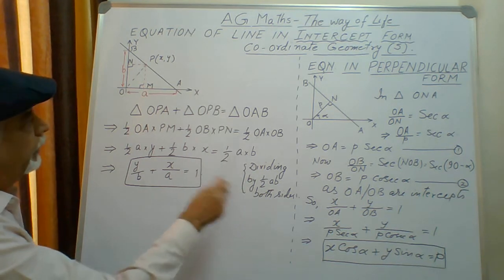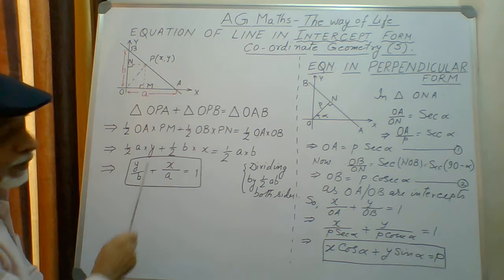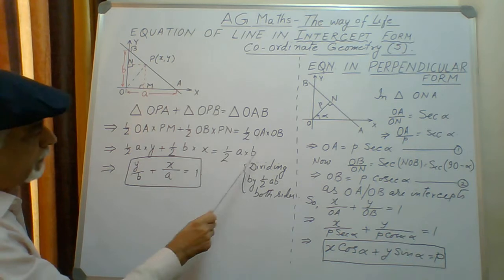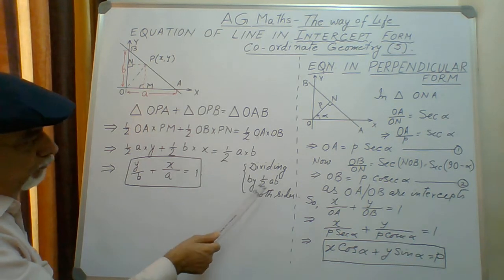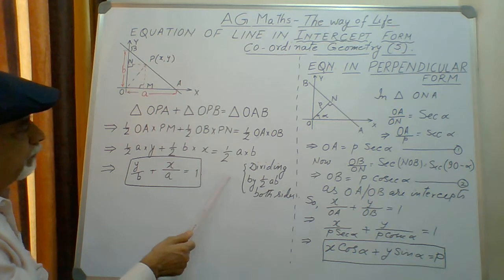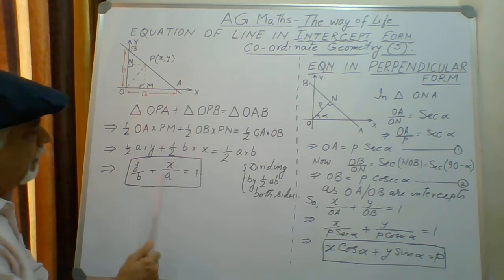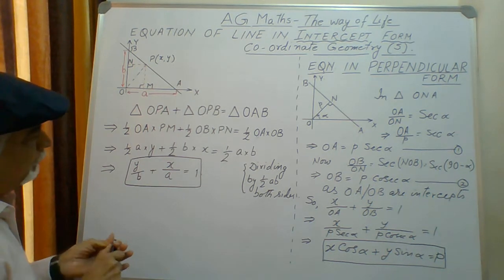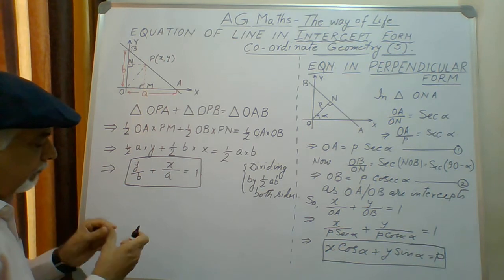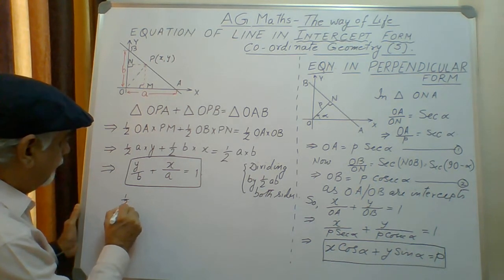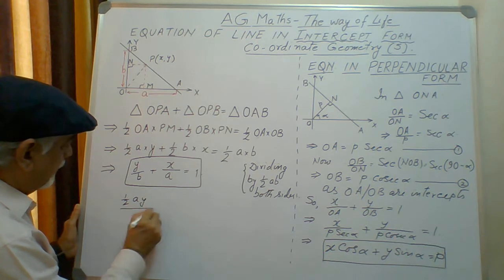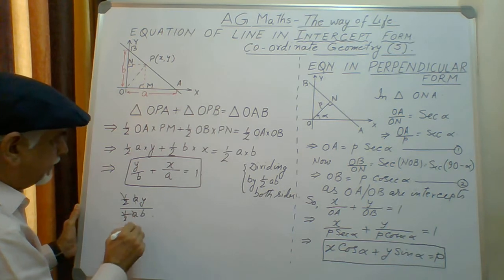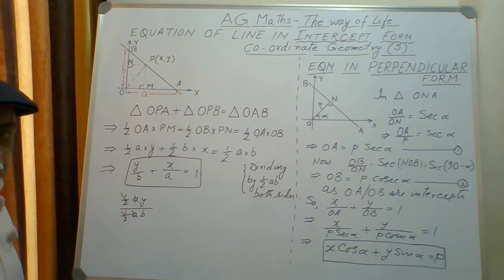On this side, OA and OB, we have already assumed, in red ink I have written a and b. So it is half of a into b. Now this expression, I divide both sides by half of ab. If I divide by half of ab on this side and this side, then this first term will take the shape of y by b. Why does it become y by b? Just see, I explain you here. Half of ay is here and I am dividing it by half of ab. So this half cancels, this a cancels. So what we get is y by b.